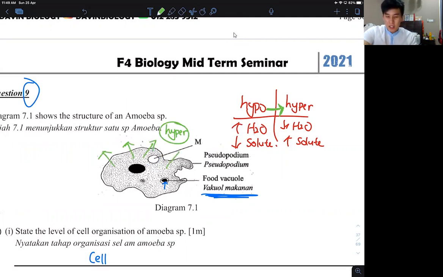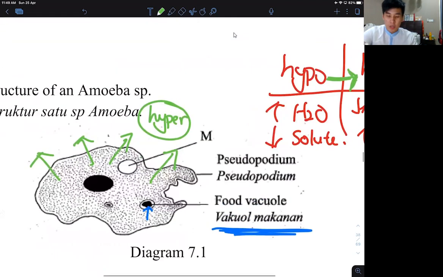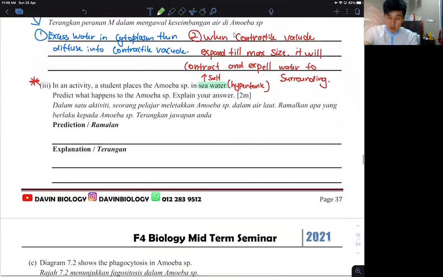So if water comes out, there's no excess water left inside your amoeba already. It's just like if you don't drink water, you eat a lot of salt, there won't be water in your body and there won't be excess water filling up your bladder, correct? So which means there'll be no water going into the contractile vacuole. So the prediction here is that your contractile vacuole will remain the same size. Understand? Okay.